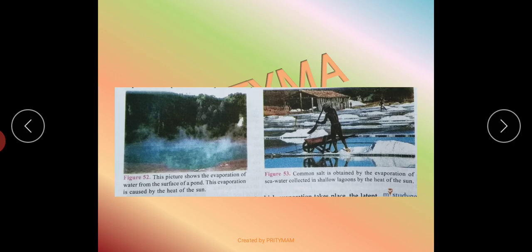You can see over here, this is the process of evaporation which is going on. This is a picture which shows you the evaporation of the water from the surface of the pond. This evaporation is caused due to the heat of the sun. This figure shows a man taking out common salt, which is obtained by the evaporation of seawater collected in shallow puddles, also called shallow lagoons, by the heat of the sun.